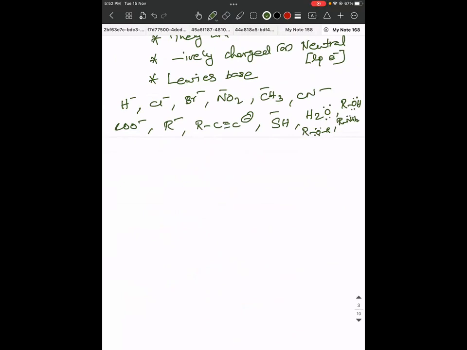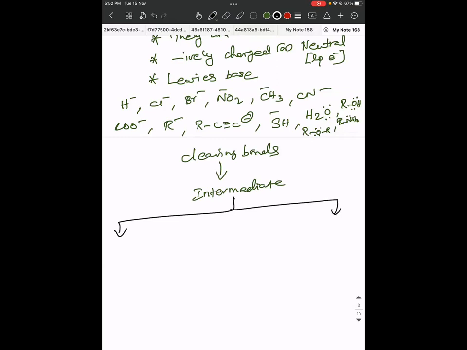Now I said when you are cleaving the bond, it gives three types: cation, anion, radical. Am I right? When the carbon bears a positive charge, carbocation. Carbon bearing a negative charge, carbanion. And the carbon having a single electron, it's a free radical. So cleaving of bonds gives an intermediate. This intermediate we are classifying into cation, anion, and free radical.